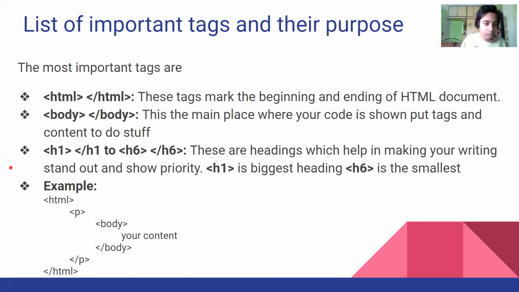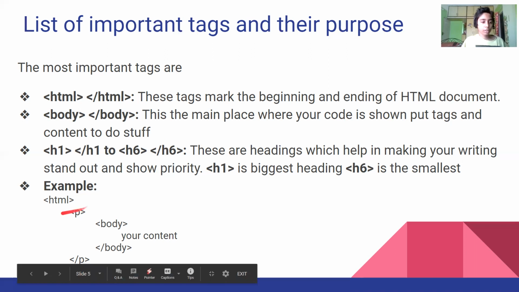This is H1 to H6, the heading tags, with different scales of headings. H1 is the biggest and H6 is the smallest. Anything in between is a moderate to big size heading or a small size heading. H6 is the smallest heading.